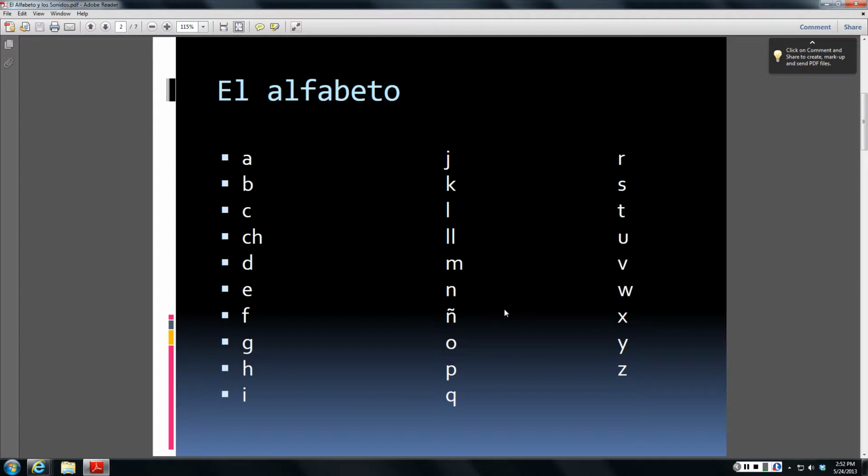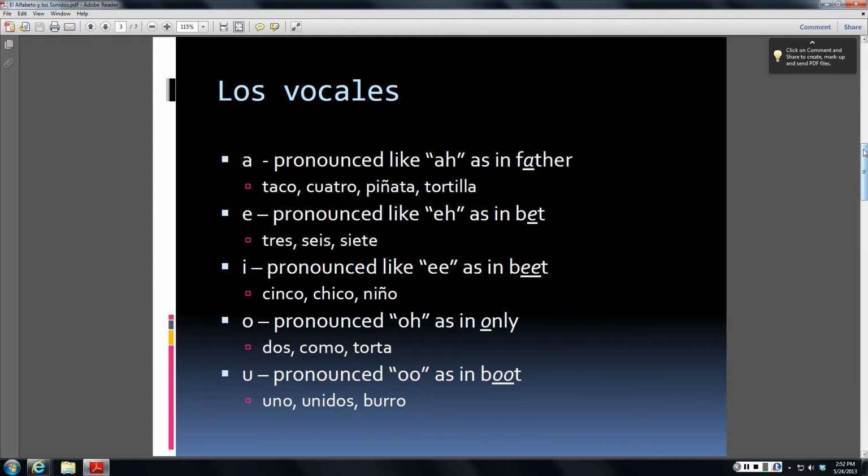Alright, let's talk about the pronunciation. The vowels in Spanish are A, E, I, O, U. A is pronounced like the A as in father in English. Some words that you may have heard before: taco, cuatro, piñata, tortilla. Notice there's no long A sound. So the letter A is always pronounced A: taco, cuatro, piñata, tortilla.